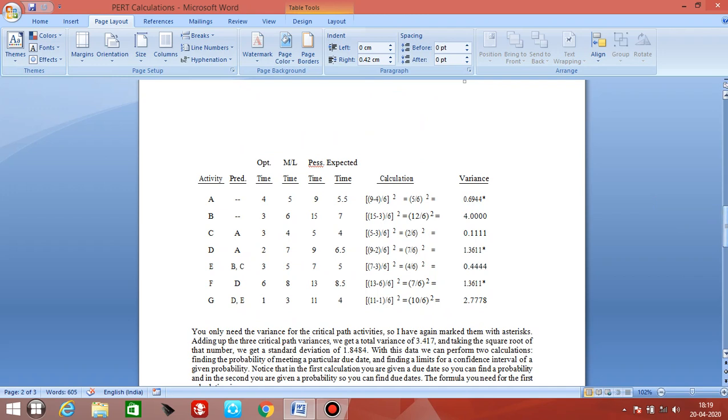Now after this we have to find the variance of each activity, that is A, B, C, D, like that up to G. Now we have found for activity A, pessimistic time minus optimistic time divided by 6, whole square. So we have found this variance. Now all the variances we have found.